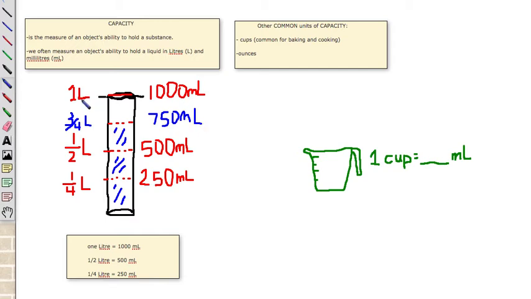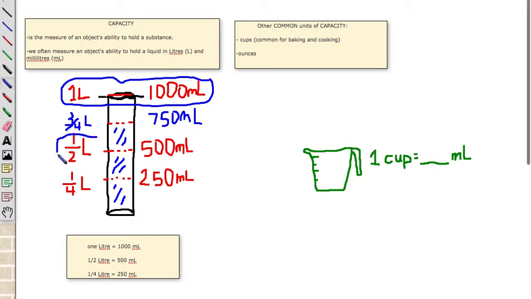Okay, so 1 liter is the same as 1,000 milliliters. That's an important relationship that we want to just remember, especially my grade 4s. You want to remember that. Grade 3s, and for review for grade 4s, we want to know that half a liter, I need 2 of these to make 1 liter. And a quarter liter, I would need 1, 2, 3, 4 of them to make 1 liter.